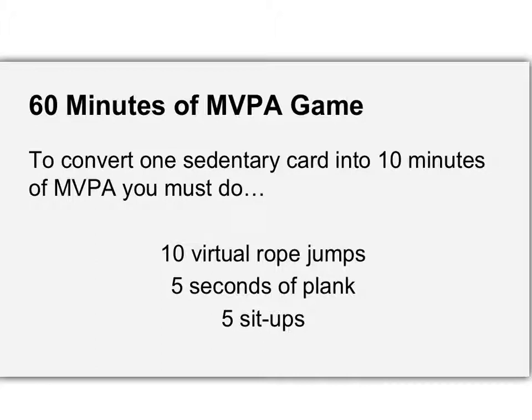Now, each card represents 10 minutes. If they don't have 6 cards, say they have 5 cards, they would need to get 10 more minutes of activity. And to do that, they would do 10 virtual jump ropes, 5 seconds of plank, and 5 sit-ups. Now, if they needed 20 minutes of activity, they would do twice this. And after that's happened, then the other team gets the cards, and they throw them up in the air, and what lands is what the other team does.